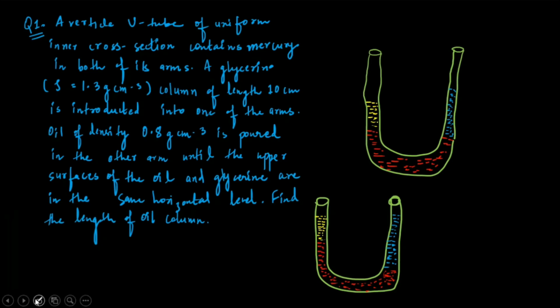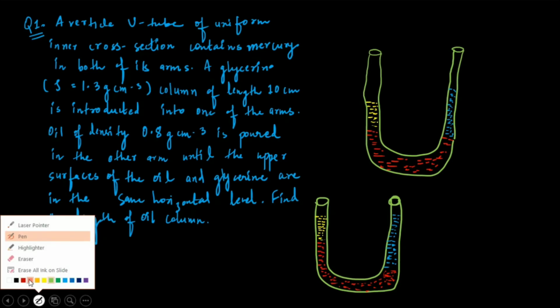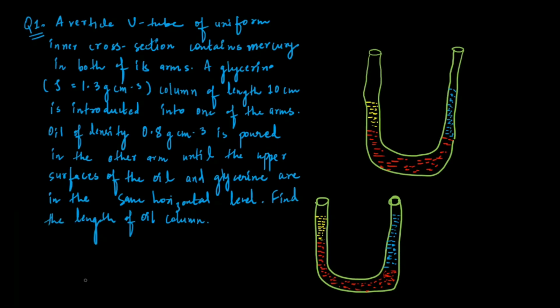So first of all, we have to choose 2 points, and at those 2 points we'll simply use Pascal's law. What does Pascal's law say? Pressure at the same height is the same. So I can take this level. These are the 2 points I'm choosing. Pressure at these 2 points must be the same as per Pascal's law. Finding the pressure at these 2 points is the challenge. Let me mark them as A and B.